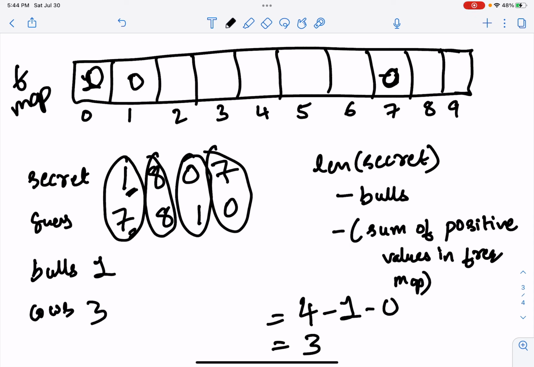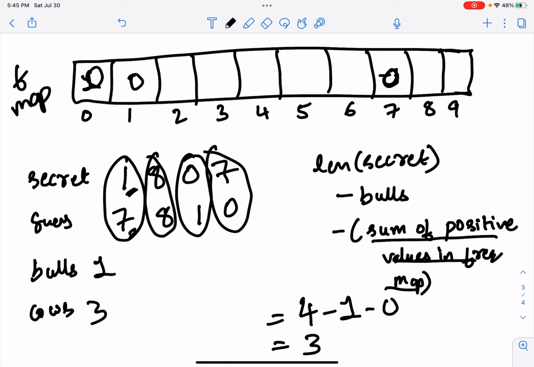We derive the number of cows indirectly in a way that whatever is left apart from the bulls must be the maximum number of cows possible. The reason we calculate the sum of positive values in the frequency map is that a value is positive only because we couldn't find a character in guess that can decrement it. If we had found a character in guess that would have decremented it, then it wouldn't be positive.